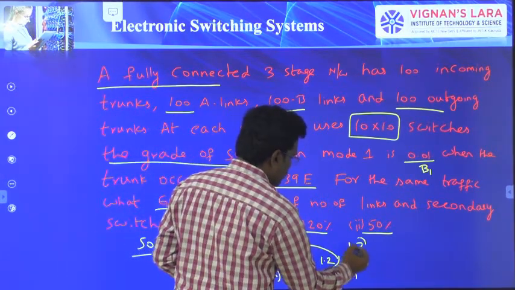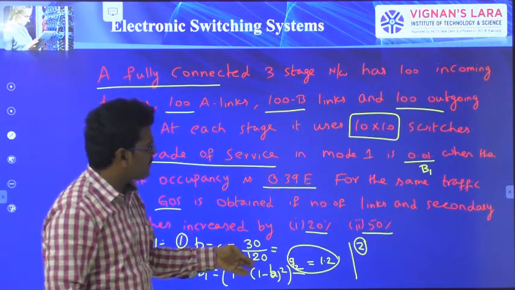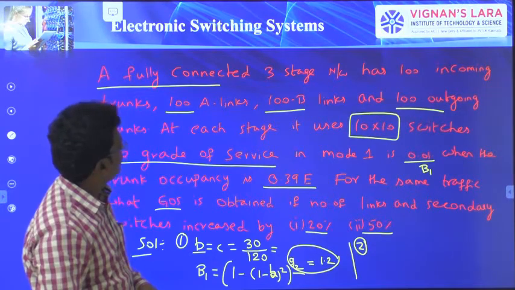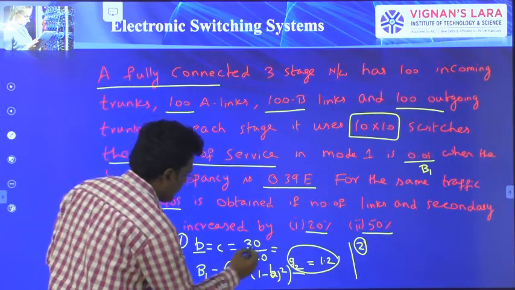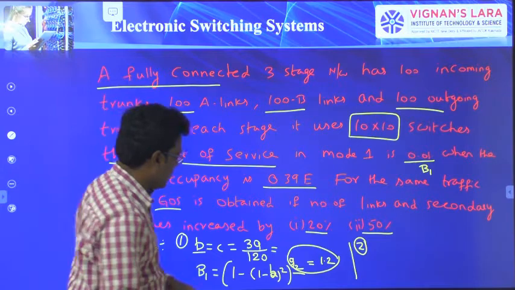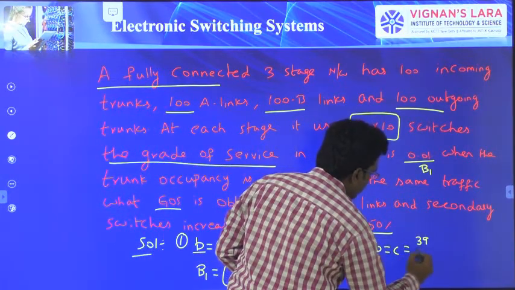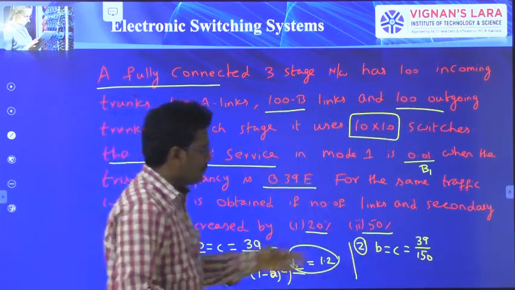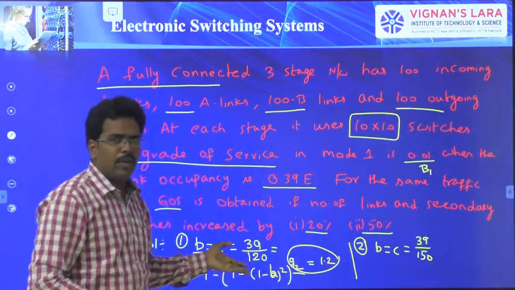For the second case also, do the same thing, but B is equal to C is equal to how much? 39 by 120, sorry, this is 39 by 150. Or you can write it as 0.39 by 1.5. Everything is okay.